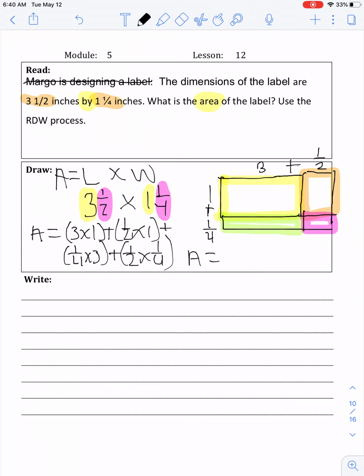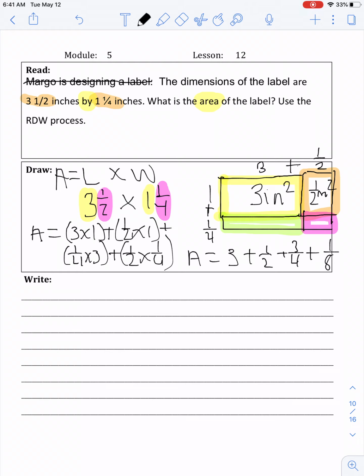So we have 3 plus 1/2 times 1 is 1/2. 1/4 times 3 is 3/4. Plus 1/4 times 1/2 is 1/8. And all of these are labeled as inches squared. So this is 3 inches squared, 1/2 inches squared. So 3 plus 1/2 plus 3/4 plus 1/8.